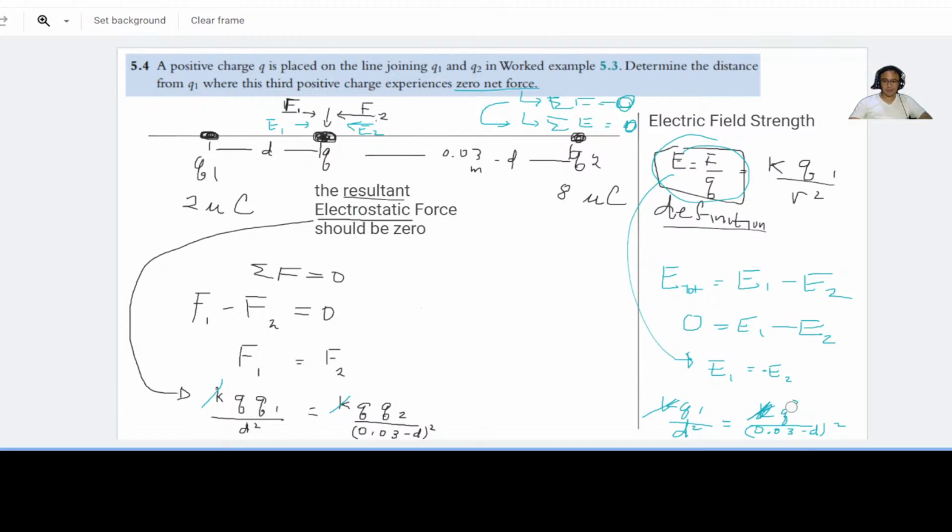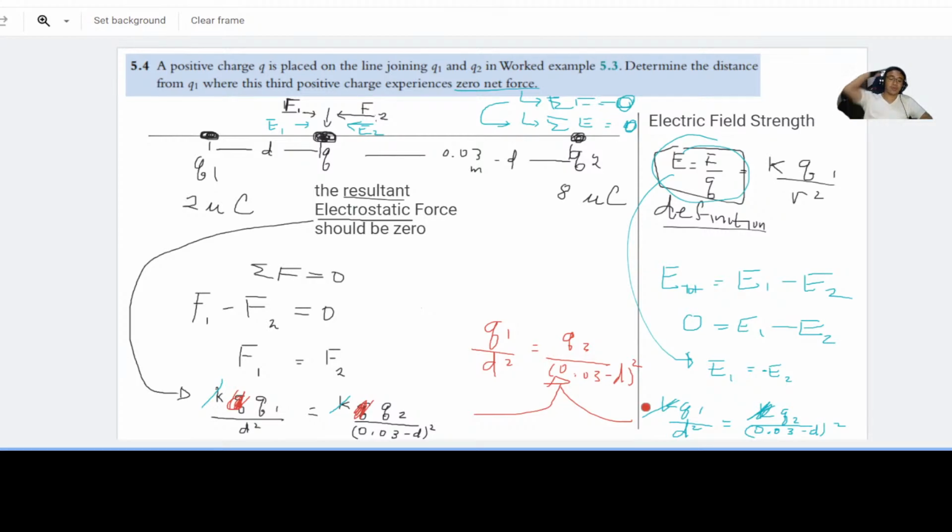Okay, let me rewrite something. I wrote Q squared instead of Q2. There. Okay, what else cancels out on the other side? This Q cancels out with this Q. They're the same charge, right? So in both cases, you end up with the same equation. Q1 over D squared is equal to Q2 over 0.03 minus D squared. And from here, just solve for D because we do have values for Q.